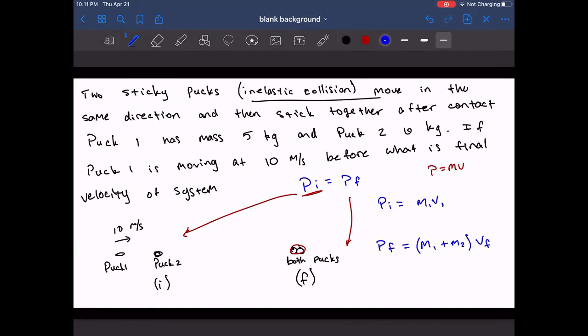Just in words right now, just as simple as possible. Okay, so if the initial velocity in the first half would be, well, puck 1 is 10 and puck 2 is 0. Yes. But remember that momentum is mass times velocity. Mass times velocity, so mv.